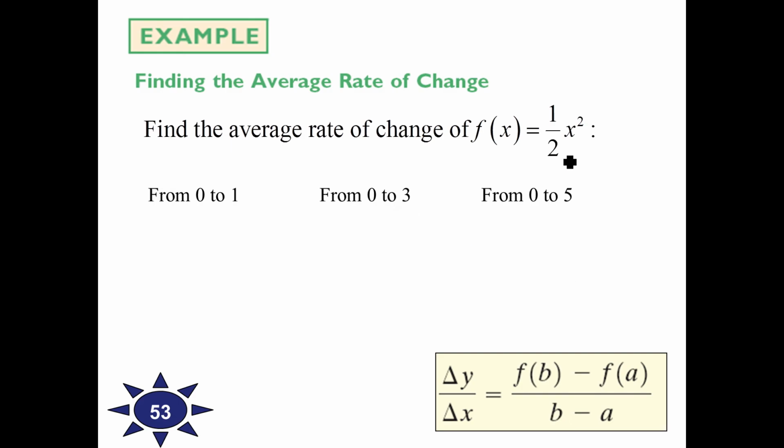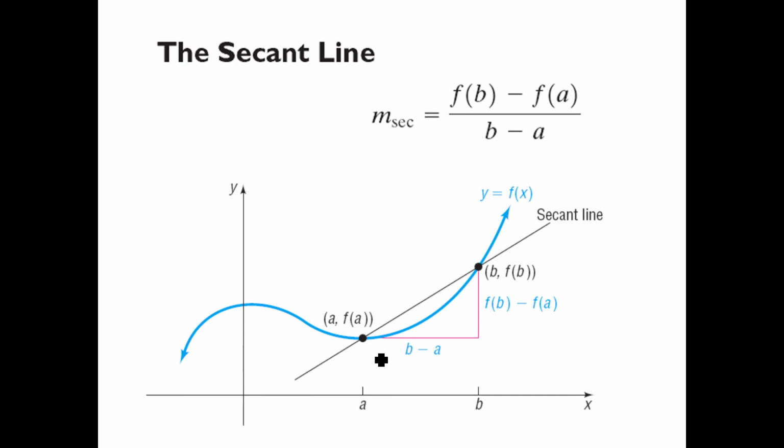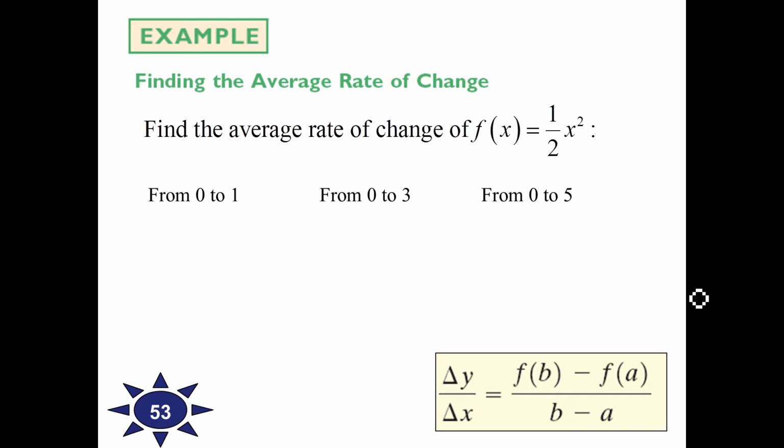Now, we are going to do this. The reason we say rate of change instead of slope is because we're going to do this on functions that aren't straight lines. But we're going to create a line that connects 2 points. So, jumping ahead a little there, let's go back to this and find the average rate of change for this function. f of x equals 1/2 x squared from 0 to 1.